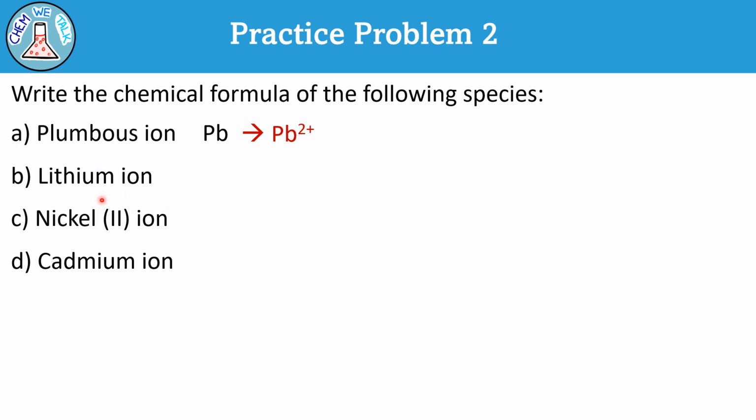Lithium ion doesn't have any Roman numerals, and there's no OUS or ic. Lithium is also in group 1, so it's always going to be lithium plus 1.